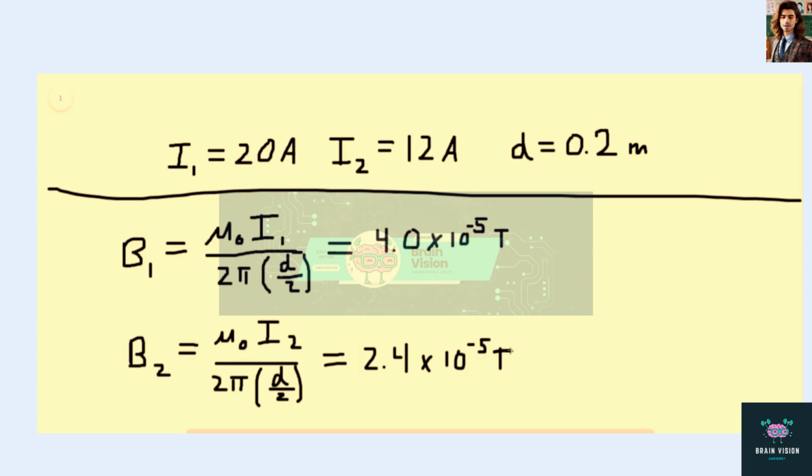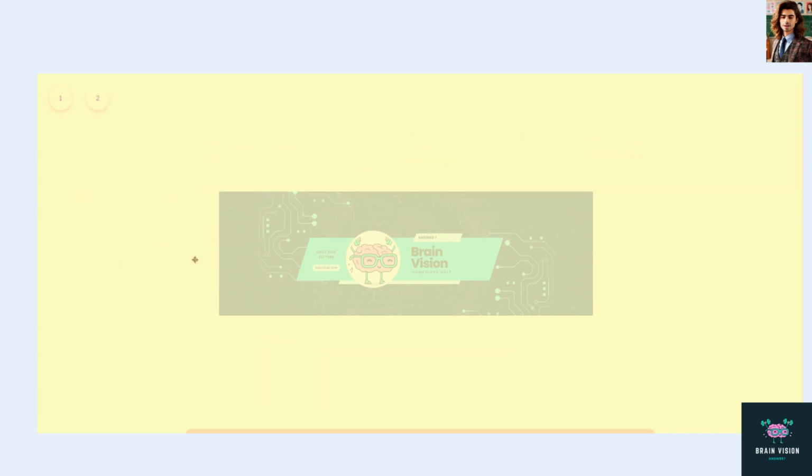So then to find the total magnetic field at this point, we'll start a new page since we ran out of room. We'll call this B. We simply add up the sum of the squares of B1 and B2 and then take the square root. So this is the square root of B1 squared plus B2 squared.